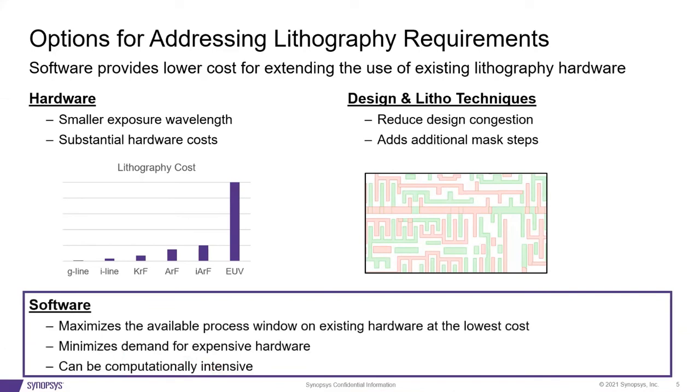Software can compensate for proximity effects to maximize the process window and CD stability on existing hardware. It is readily available today, and although it doesn't change the resolution of the hardware, it does enable the optimal use of the available resolution and comes in at the lowest cost.